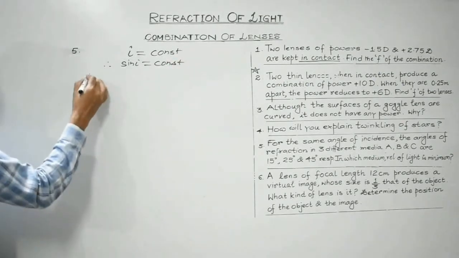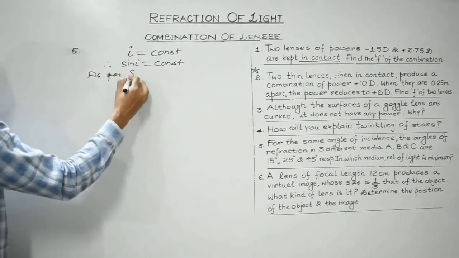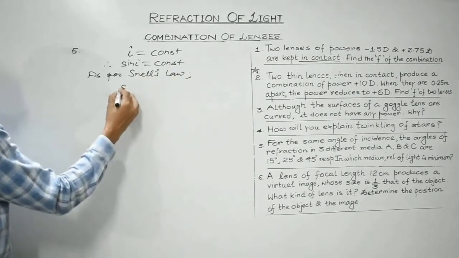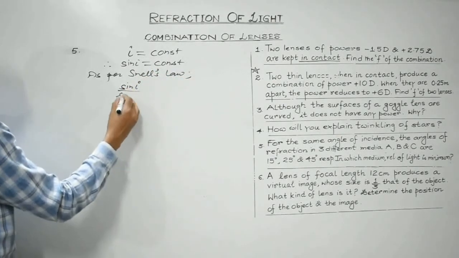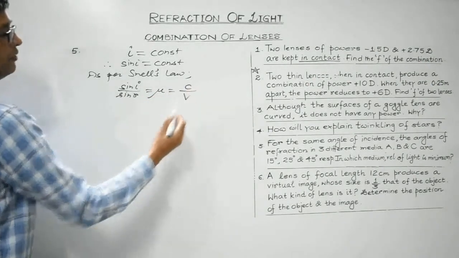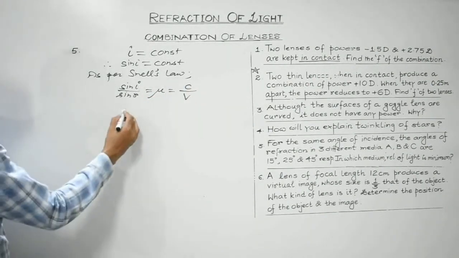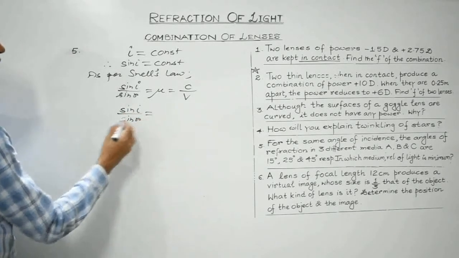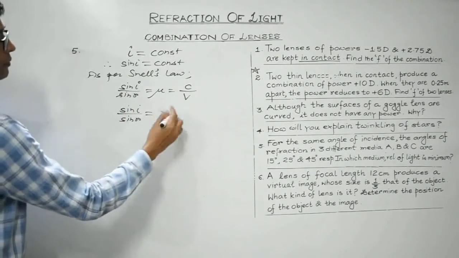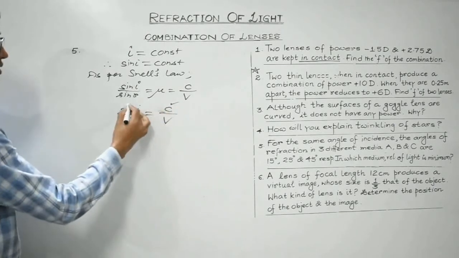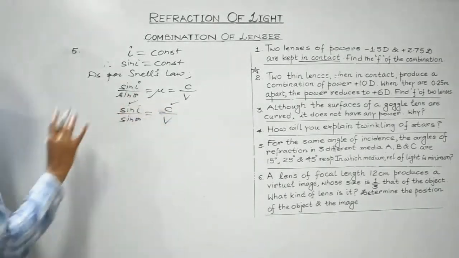Now, as per Snell's law, we are aware of it. As per Snell's law, we know that sin I divided by sin R is equal to the refractive index, which in turn is equal to C by V. Isn't it? So, sin I by sin R is equal to C by V. Now, students, it's pretty clear. C is constant, I is constant, so sin I is also constant.